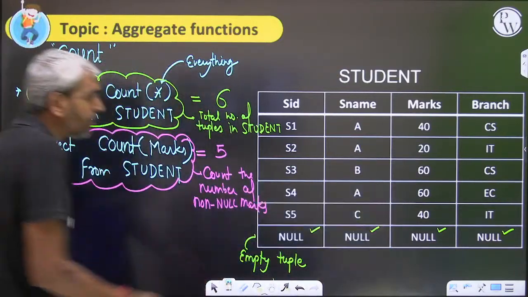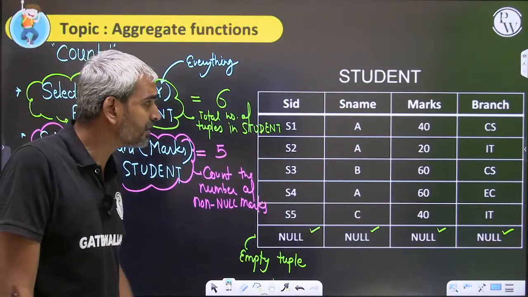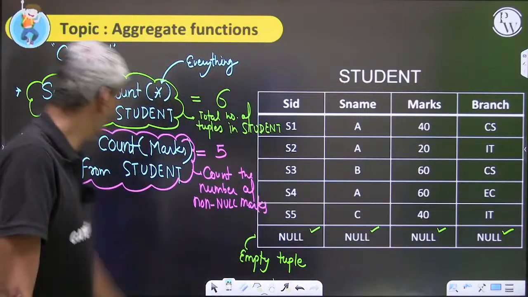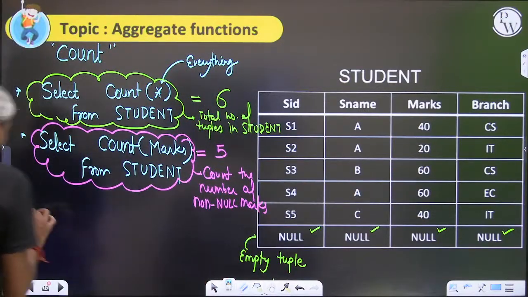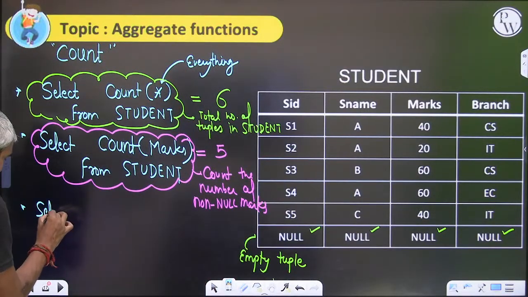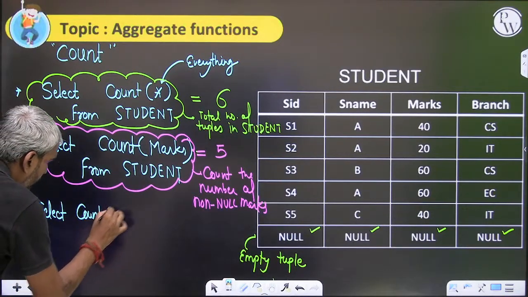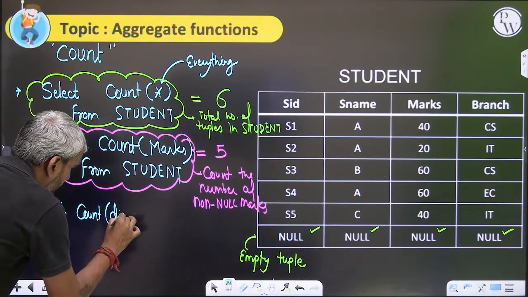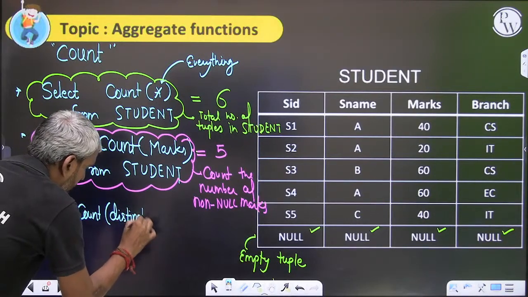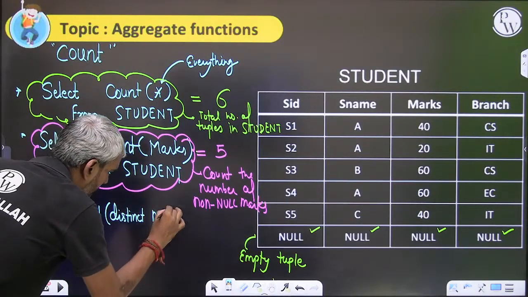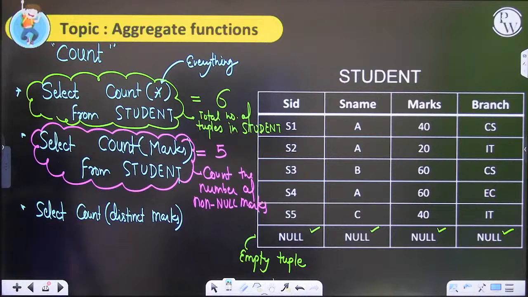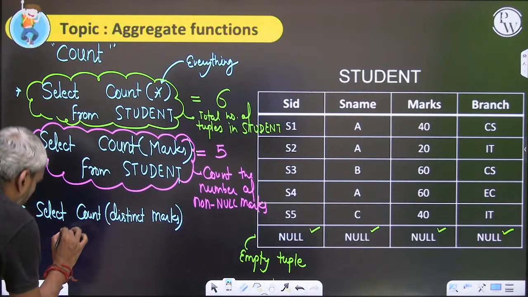We may also want to count the distinct values. So if I define the query as select count of distinct marks from table student.